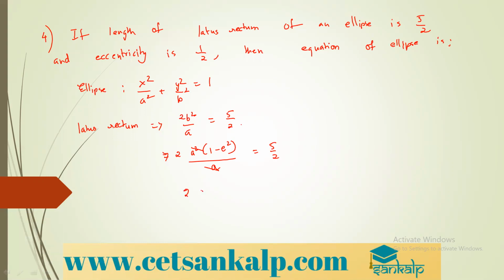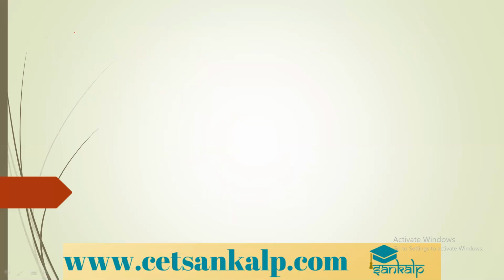I know 2a into 1 minus e square, because eccentricity is given as 1 by 2, e square will be 1 by 4, equal to 5 by 2. So 2a into 3 by 4 equal to 5 by 2. Both the 2's will cancel. So you have 3a equal to 5, or from this you will get a as 5 by 3.